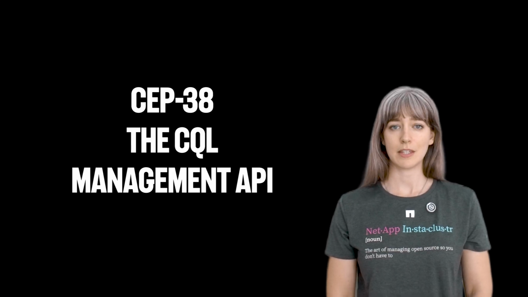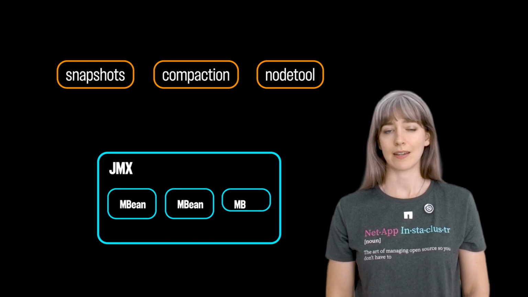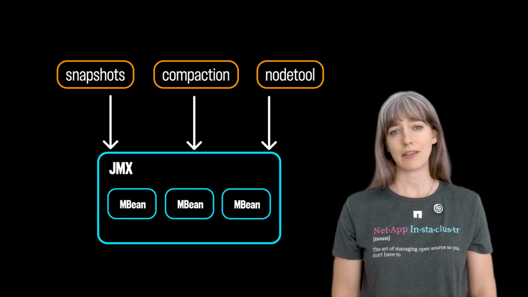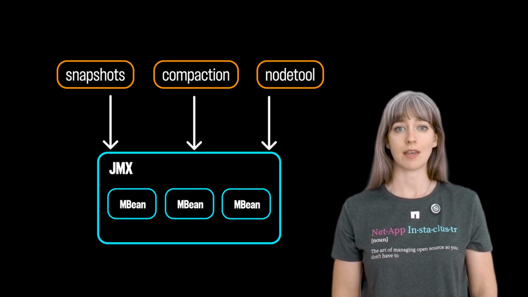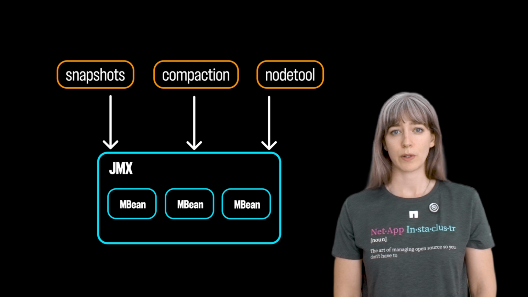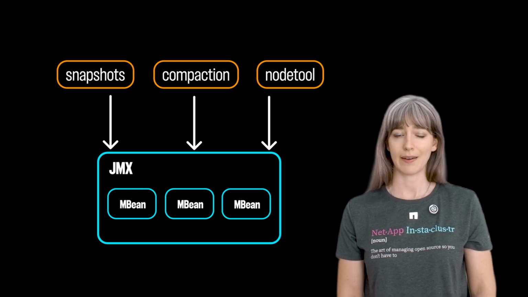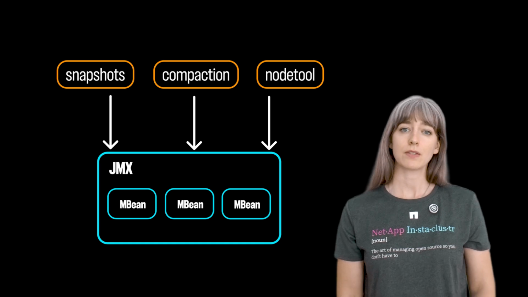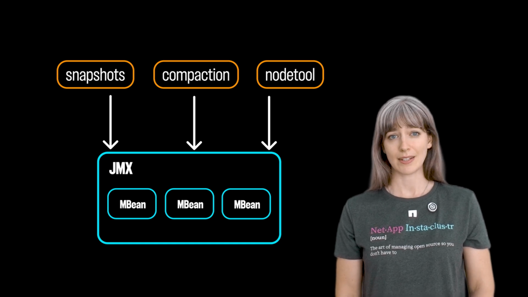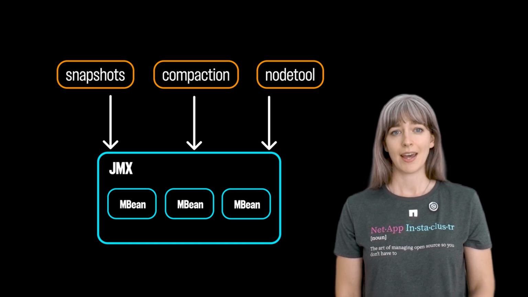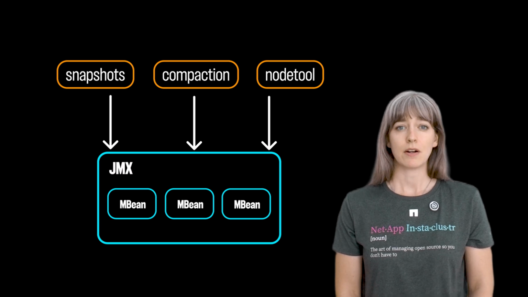CEP 38, the CQL Management API. Right now, most Cassandra admin tasks, like taking a snapshot, running a compaction, anything you do with nodetool, route through JMX MBeans. The ecosystem has worked around this over the years by wrapping JMX in REST APIs or by bypassing it entirely with Java agents. But JMX was never designed as a stable contract. It carries security exposure, adds operational complexity, and makes it hard to build reliable automation on top of it.